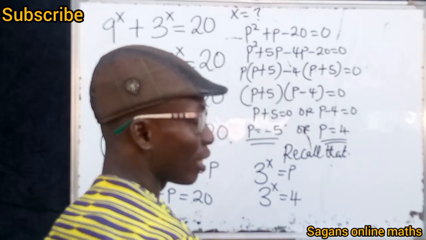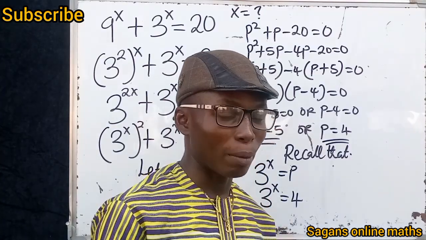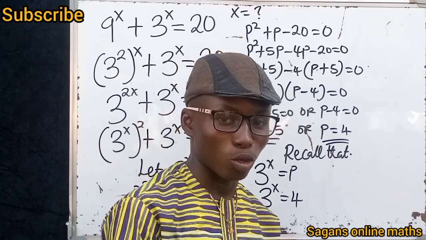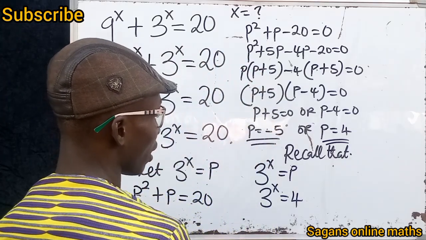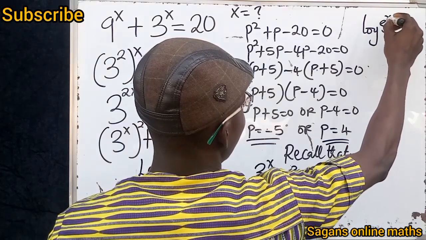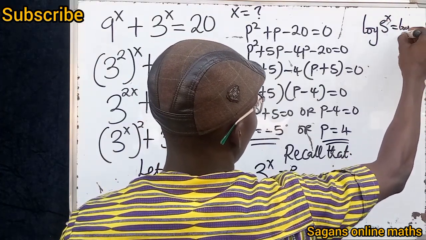What are we going to do? That is why using logarithm helps us a lot. Logarithm can help us here since the bases are not the same. So logarithm came in. Here, let's take log of both sides. So if we take the log, log of 3 raised to the power of x is equal to log of 4.